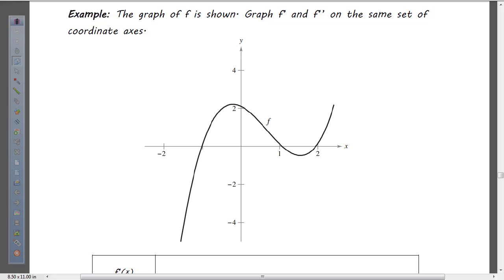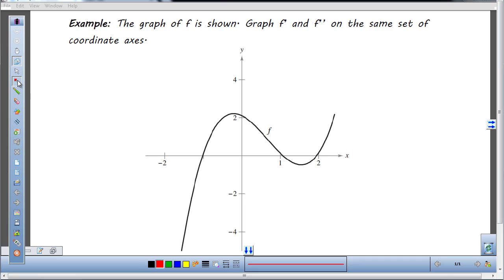Here is a graph of a function f. And from this graph, we want to try to come up with the graph of f prime and f double prime, or the first and second derivatives. So let's start with the first derivative, which we know lets us know where the function is increasing, decreasing, and also where we would have those critical values.